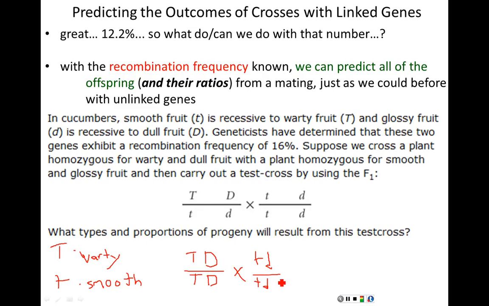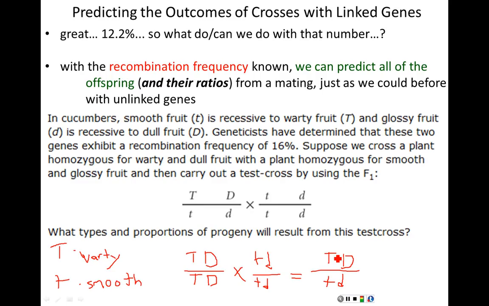So this was the cross just described. What are we going to get from this cross? It's pretty easy. Each parent only has one type of chromosome to give. So this is what we're going to get in the F1: a warty, dull fruit that is heterozygotic, but more importantly than that, with genes that are coupled. The two dominant alleles on one chromosome, the two recessive alleles on the other.